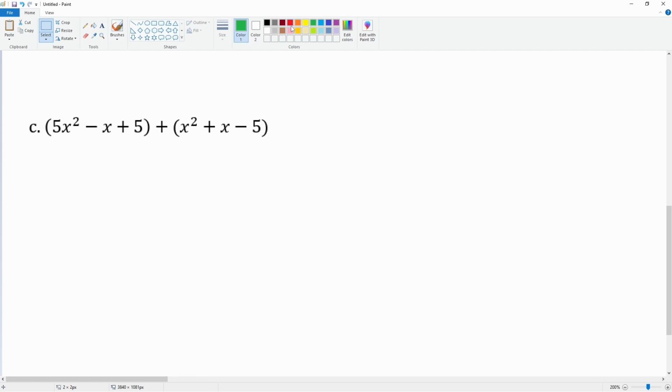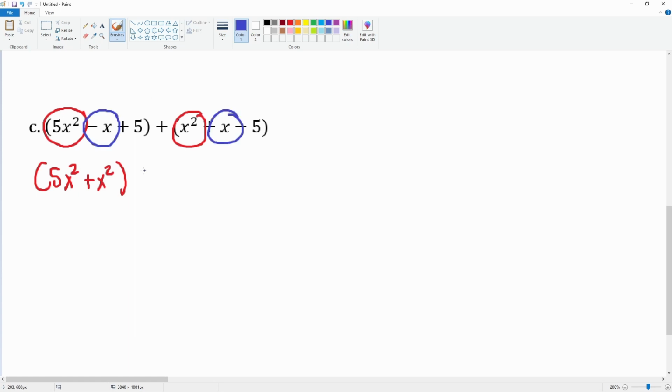And then you have number 3 here. The highest exponent is the degree 2. Degree 2, 5x squared and x squared: 5x squared plus x squared. Then you have degree 1, negative x and plus x. Then you have the constant, 5 and negative 5.